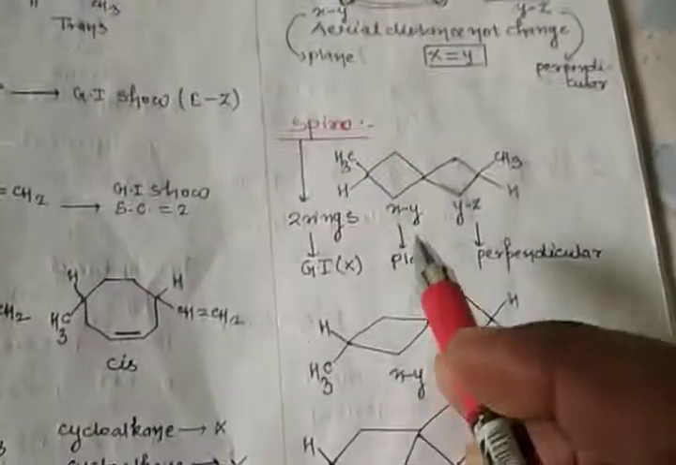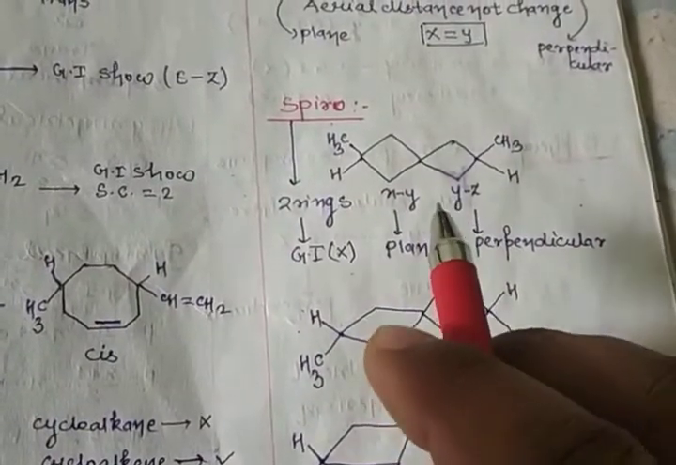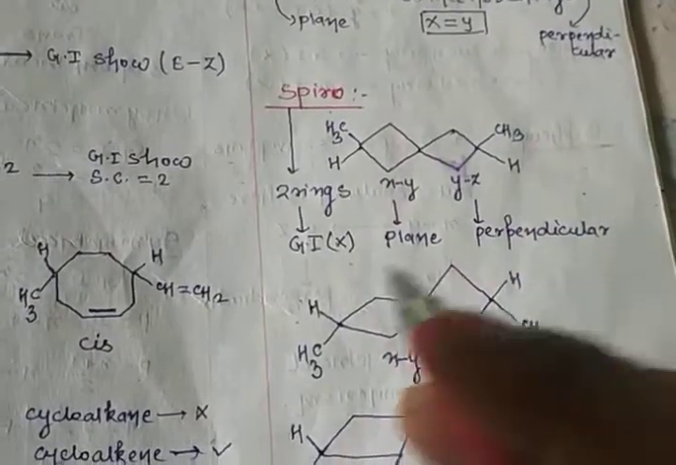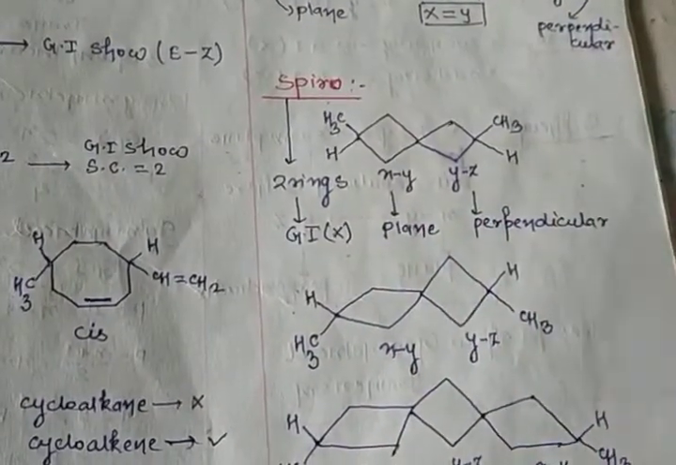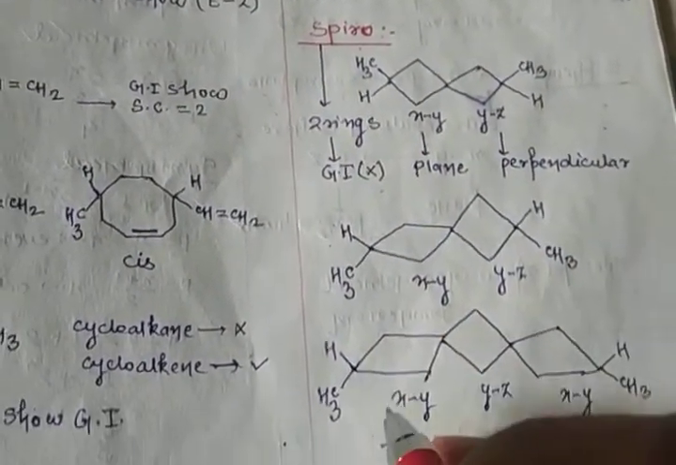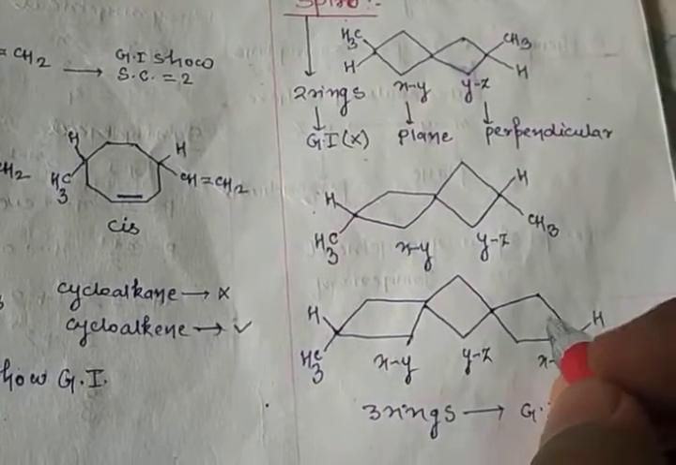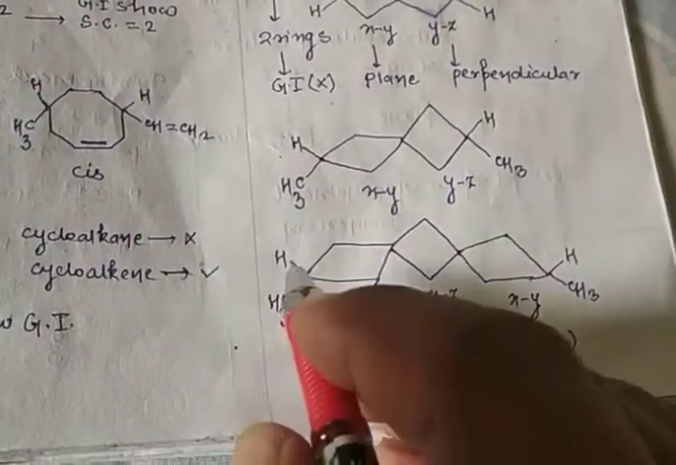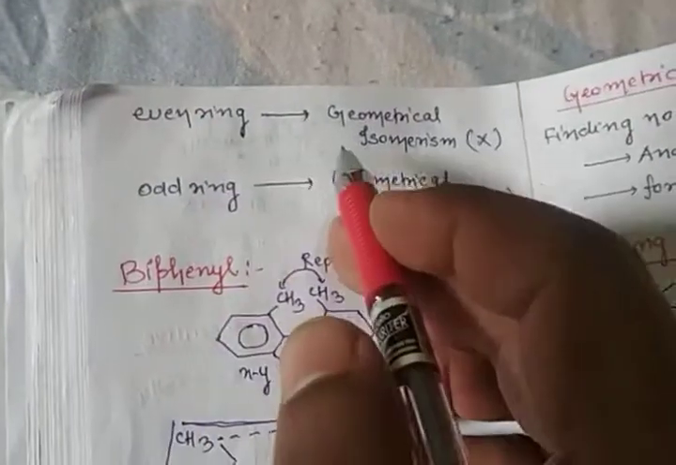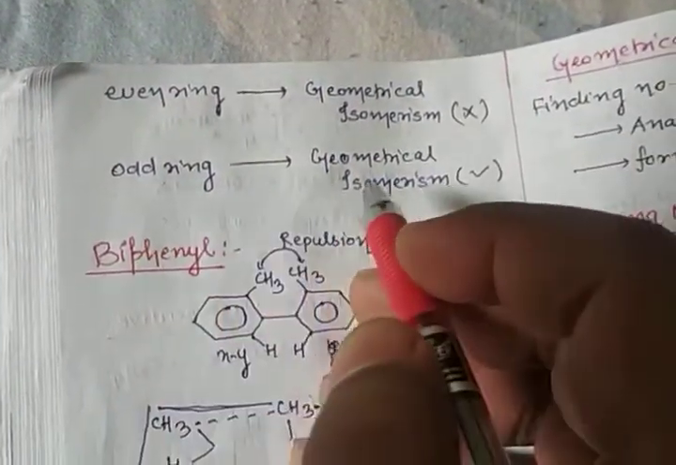So if an even number of rings is there, you know very well, it means no GI. Just learn, if an even number of rings is there, there is no GI. Even if a group is also there, there is no GI. But if an odd number of rings is there, definitely GI is there. Clear? Definitely this is cis, and just change H or CH3, this is trans. Okay, clear? So now there's a rule. Even rings, geometrical isomerism not possible. Odd rings, geometrical isomerism possible.